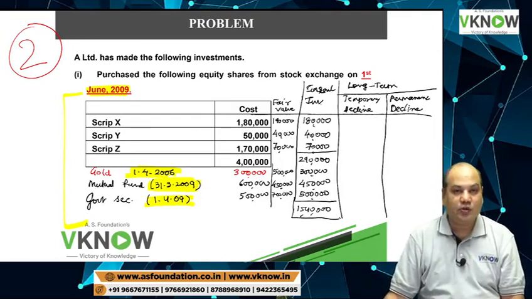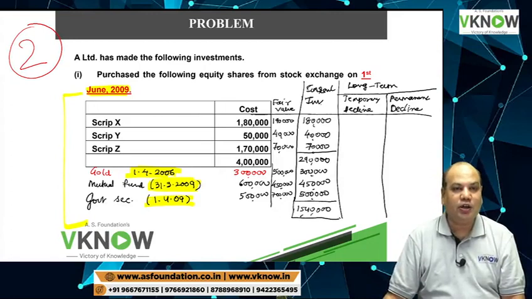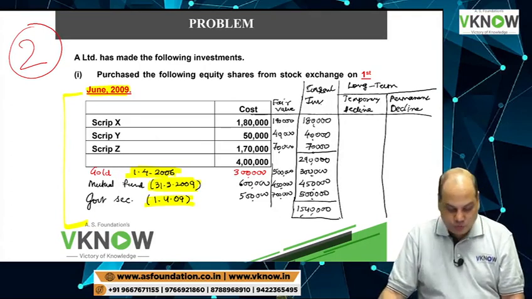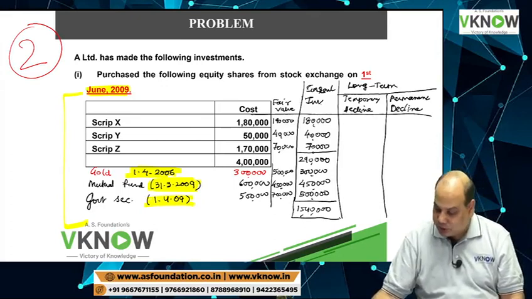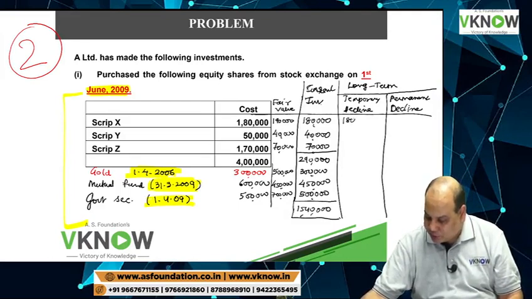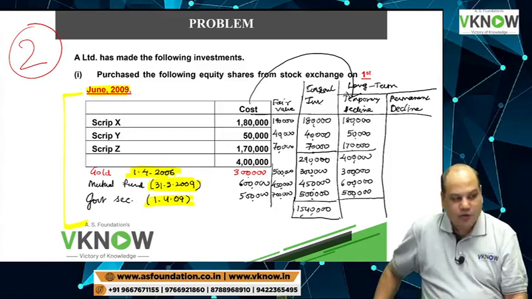Come to the next column. Assume investments are long term and any decline in the value of investment is temporary. In that case, all investments will be valued at cost. If it is long term, you put the cost column here.